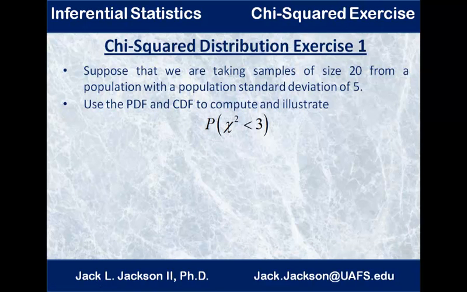Now, again take samples of size 20, and how can we compute the probability that the chi-square statistic is less than 3 when you have a sample size of 20, so that's 19 degrees of freedom, and illustrate this on both the PDF and CDF. You should be able to compute these on the CDF and PDF right now. Go ahead and compute those and then come back. Press pause now.